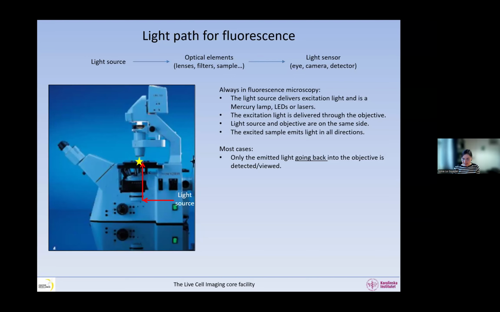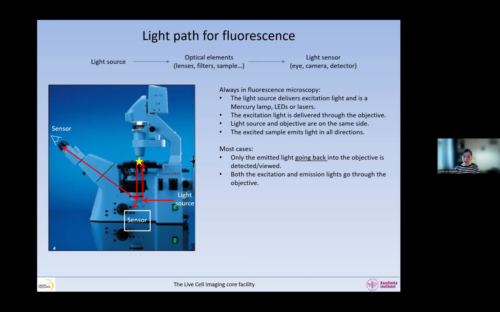In most cases in fluorescence microscopy, only the emitted light going back into the objective is detected. So we're going to have light coming from the sample in all directions, but we can only detect what comes back into the objective. Okay? This means that in fluorescence microscopy, both the excitation and the emission lights go through the objective.